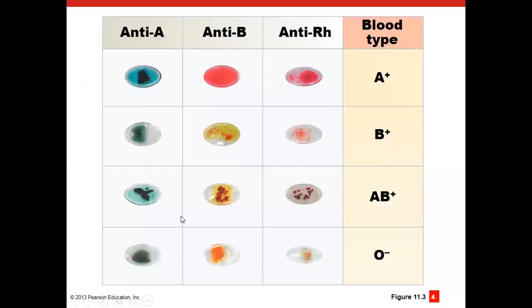Take a look here. Clumping, clumping, clumping, all agglutination. So this is AB positive. And look here, no clumping, no clumping, no clumping, O negative. Make sense?